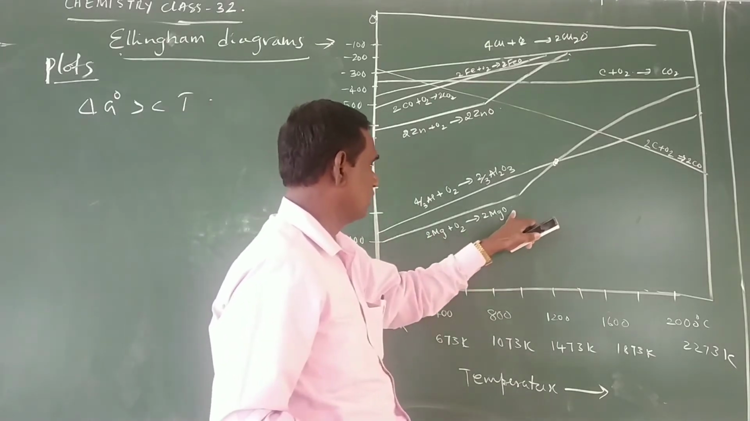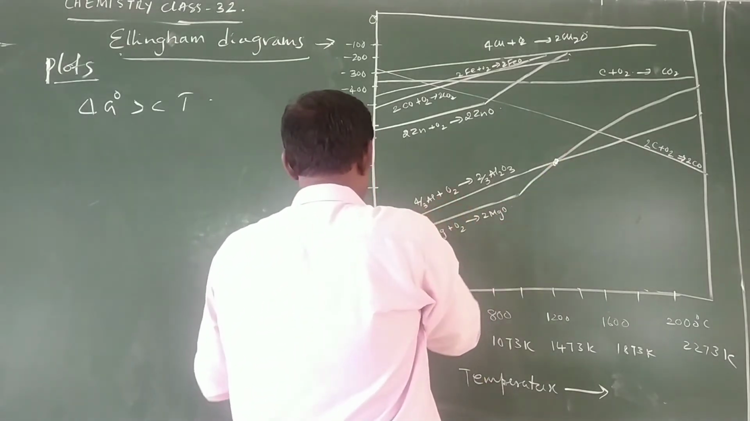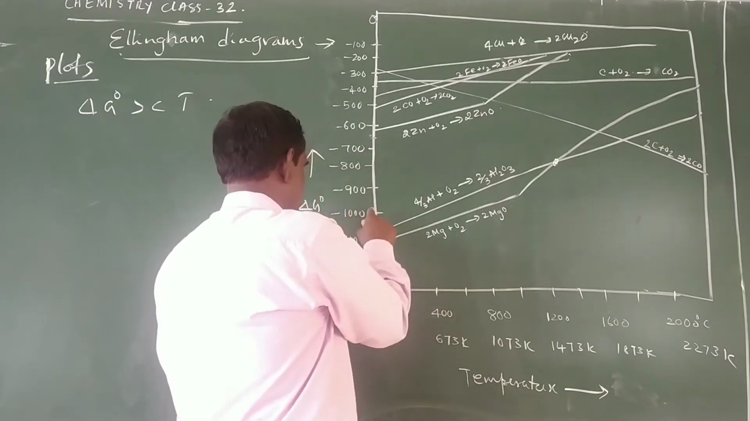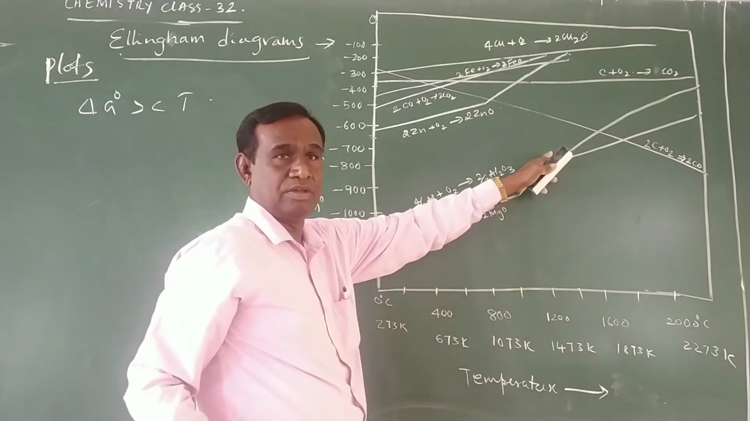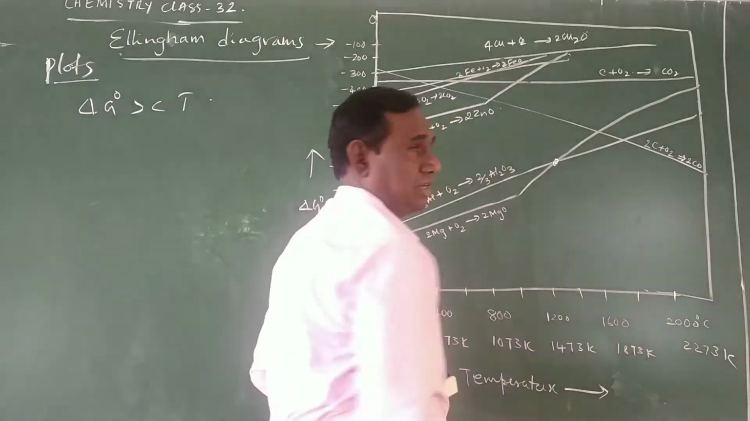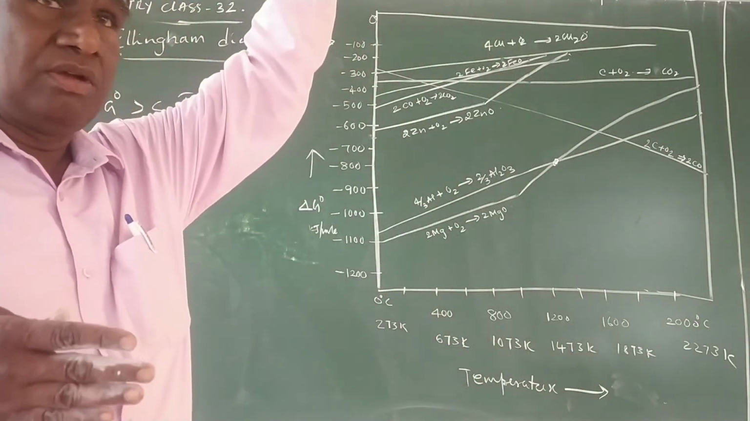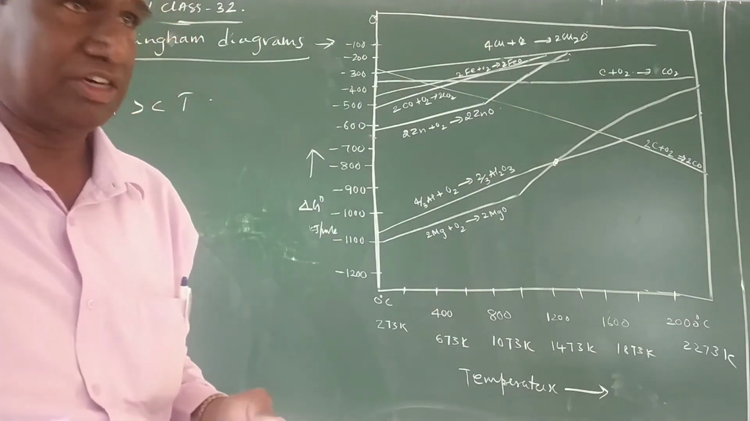For example, minus 1200, minus 1100 kilojoules, 2Mg plus O2 gives 2MgO, the graph is here at this temperature, and aluminium. After minus 1100 and minus 1000, in between, the aluminium graph is there. Aluminium oxide is formed from aluminium, and there is a negative graph. In the Ellingham diagram, all the graphs show an upward direction, because as the temperature increases, delta G naught also increases.